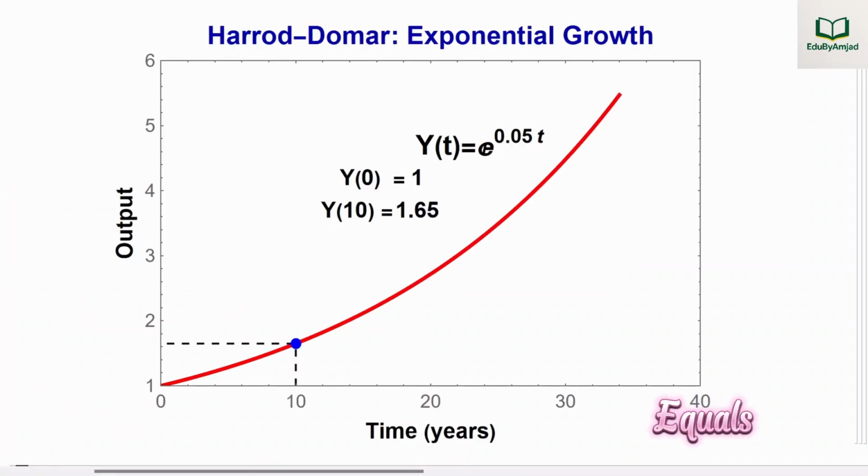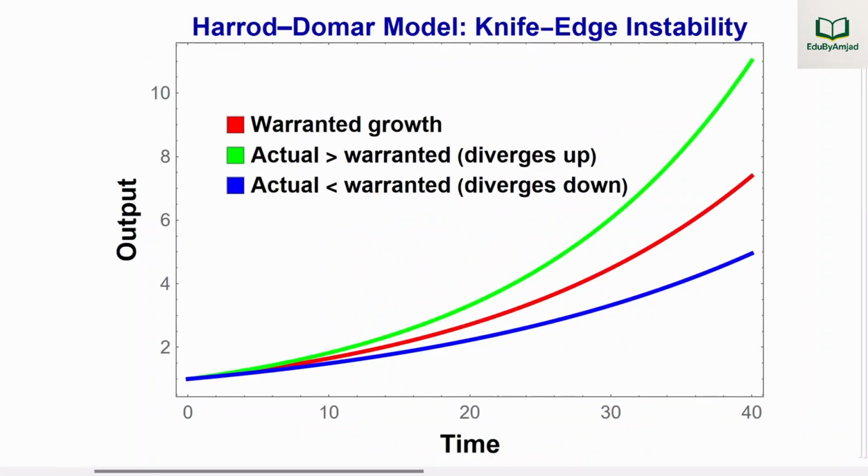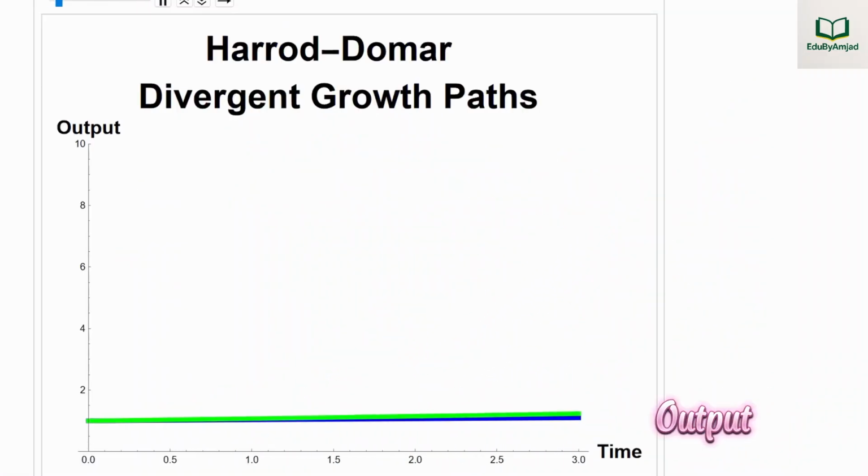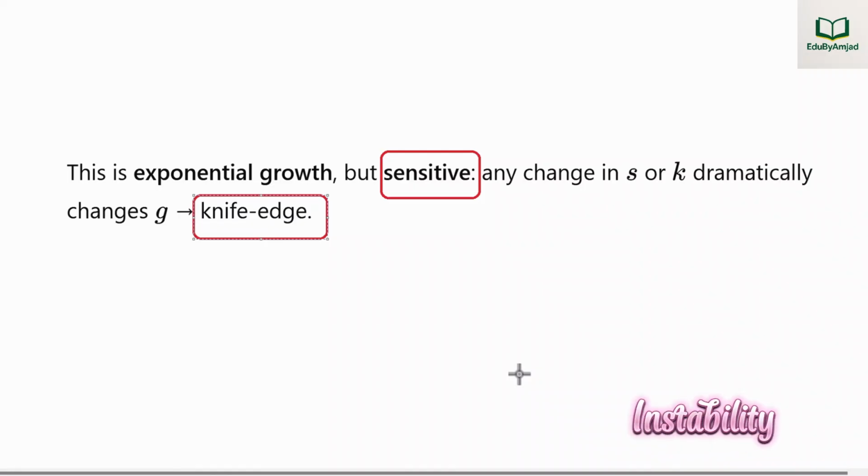If actual growth equals this warranted rate, the economy stays exactly on its growth path. But if actual growth is even slightly higher, output diverges upward. If actual growth is slightly lower, output diverges downward. There is no stabilizing force that pushes the economy back. This property is known as knife-edge instability.